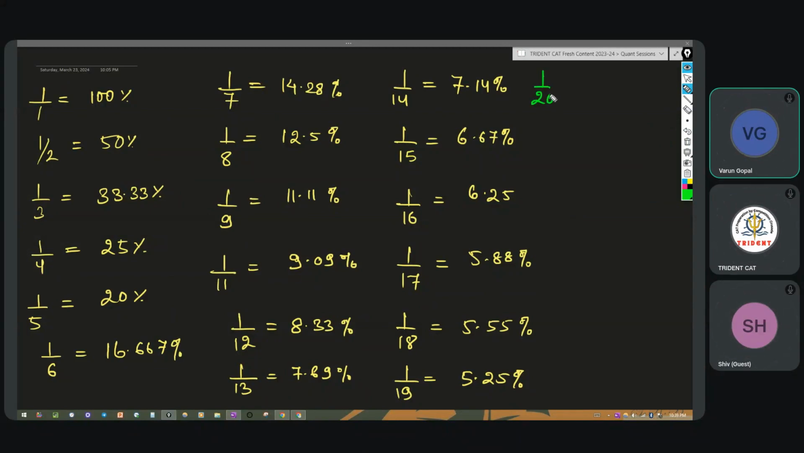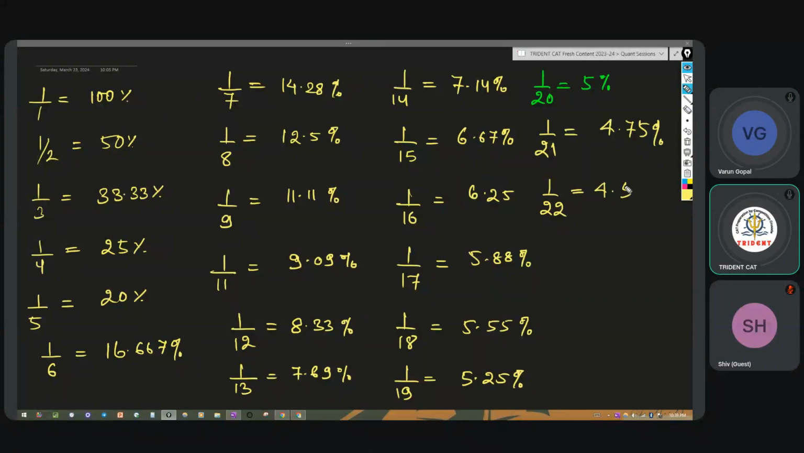1 by 21 is 4.75. So we are doing up till 1 by 25. 1 by 22 is half of 1 by 11. Just now I said 4.75. Yeah. 1 by 22 is half of 9.09, half of 9.09. Yes. And 1 by 23 is 100 by 23. Yeah, Varun is going ahead of me now. So 1 by 23 is 4.35.